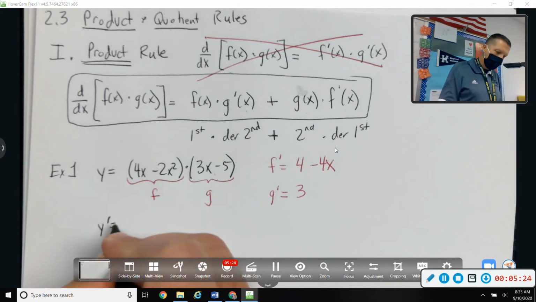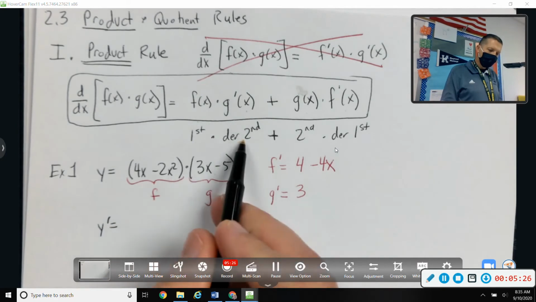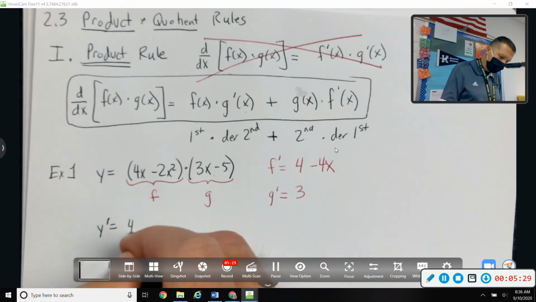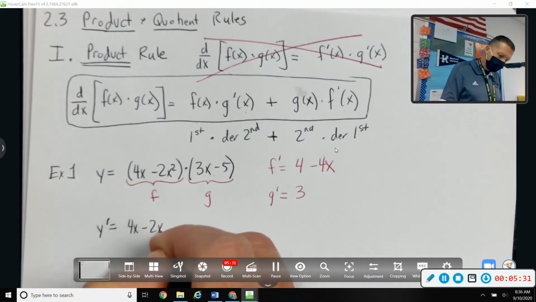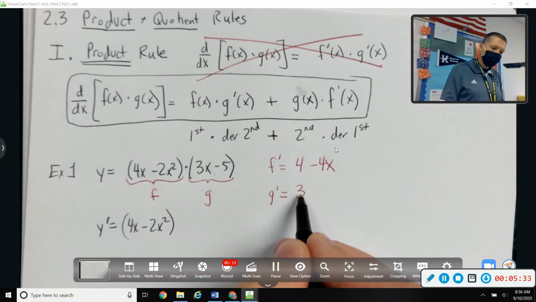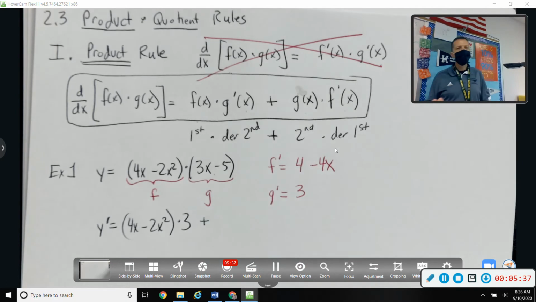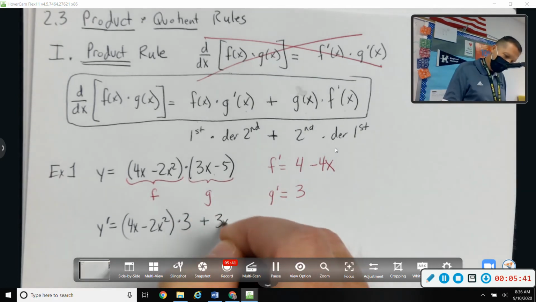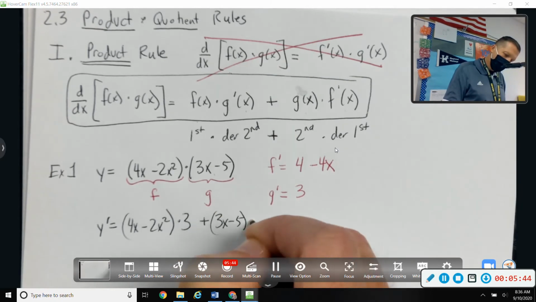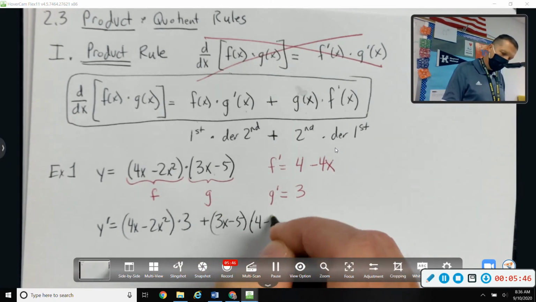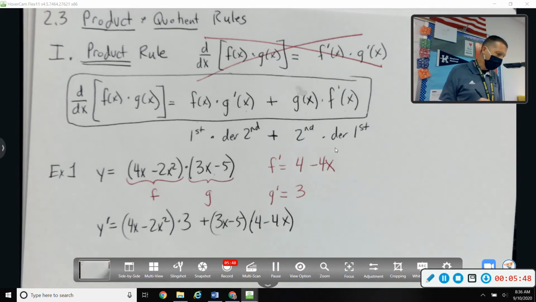So y prime is the first times the derivative of the second. So the first, 4x minus 2x squared, times the derivative of the second, so times 3, plus the other way around. The second, 3x minus 5, times the derivative of the first, 4 minus 4x.